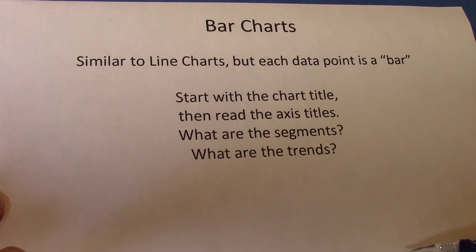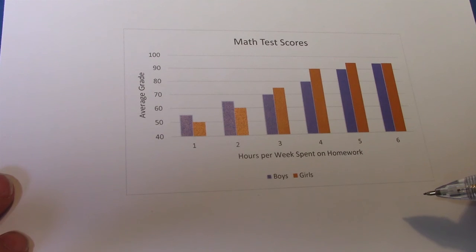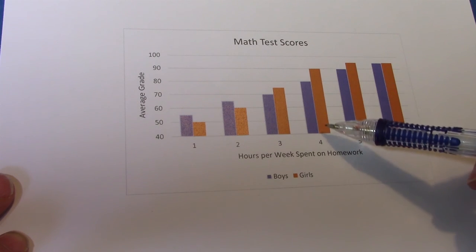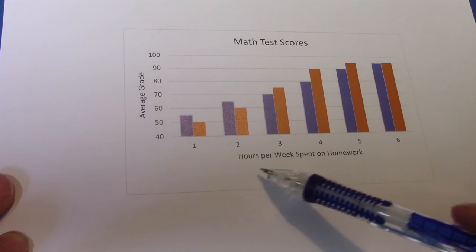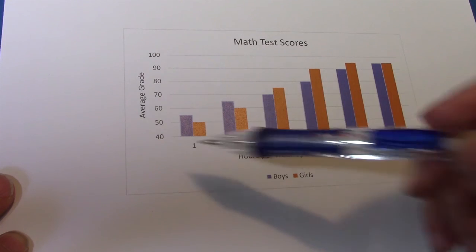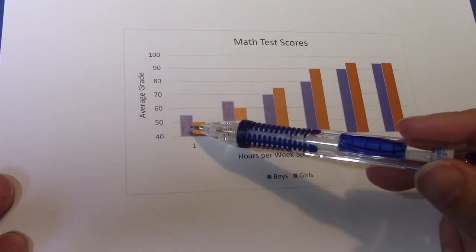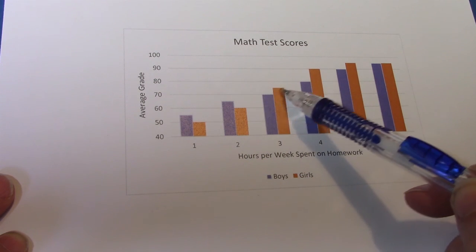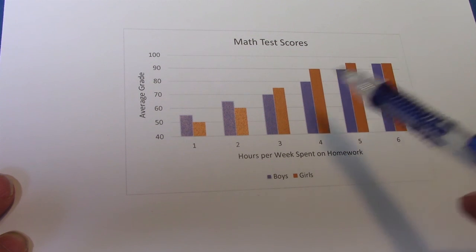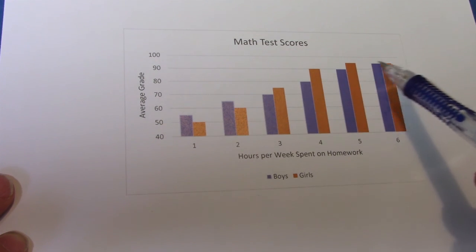Finally, we'll look at bar charts. They're very similar to line charts, also with a horizontal and vertical axis, but instead of showing the trend line, each data point is represented with a bar. This is the exact same data that we just saw in the last line chart, but now you'll notice that it's got bars, these rectangles. Still has the same title, Math Test Scores. We're still looking at hours spent on homework, and the average grade. We still have blue for boys and red for girls. If you connected the top of each one of these bars, you would actually get the line chart that we just saw.